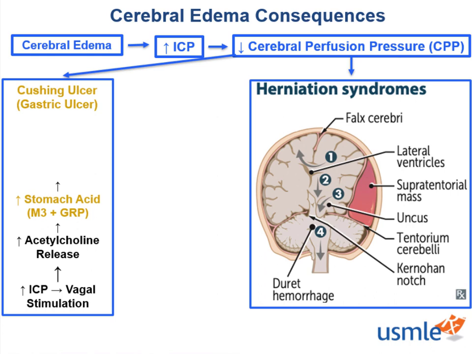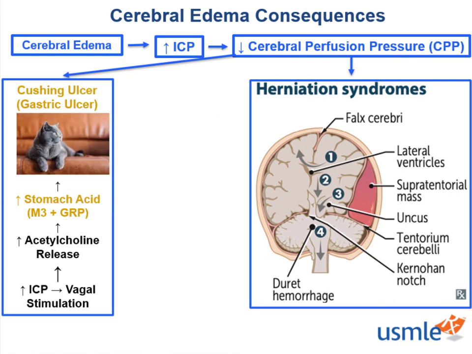stomach. Where in the stomach are these parietal cells located? They are predominantly located in the fundus and body of the stomach, a very high yield point. And so, the release of this acetylcholine binds to the M3 receptors and also leads to the release of GRP, gastrin-releasing peptide, both of which lead to an increase in acid production and the formation of a Cushing ulcer. This is one reason why you will see patients with brain injuries in the ICU on proton pump inhibitors.